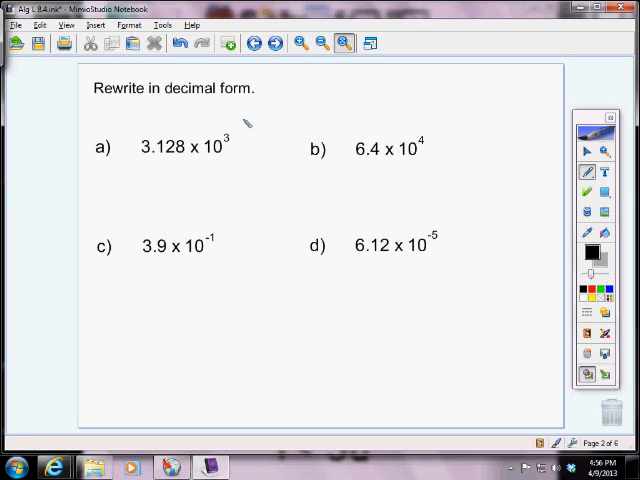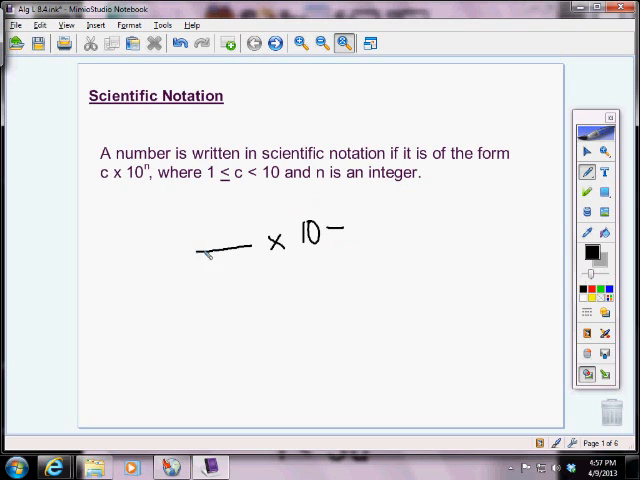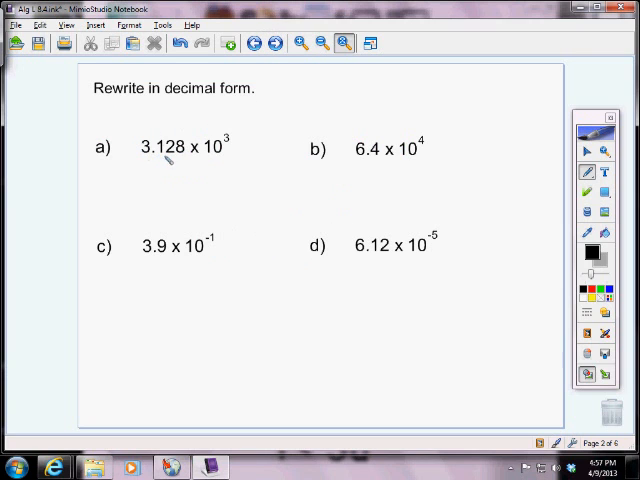It says rewrite in decimal form. This number right here is written in scientific notation. If you remember, it's going to be a number between 1 and 10, always times 10 raised to another number. 3.128 is a number between 1 and 10, times 10 raised to the third. Now if we want to write this in decimal form, we want to write it so it doesn't have 10 to the third.